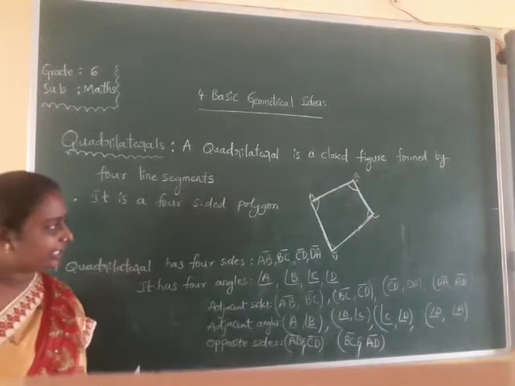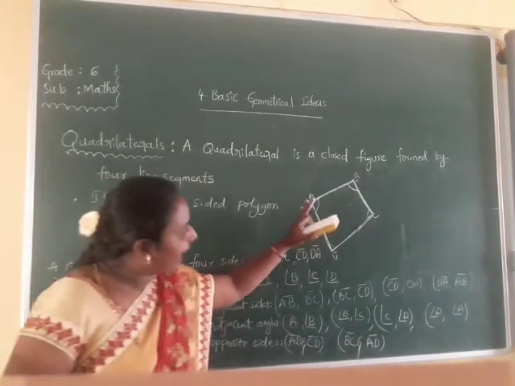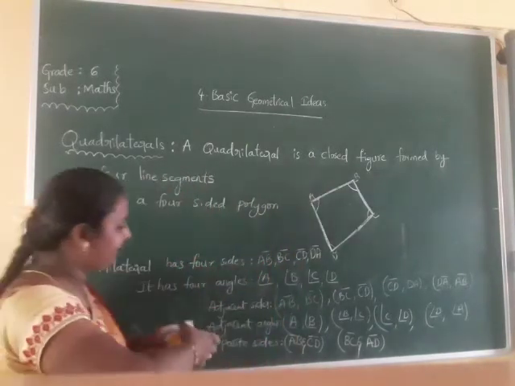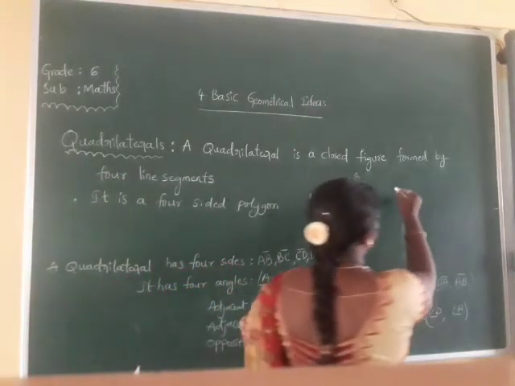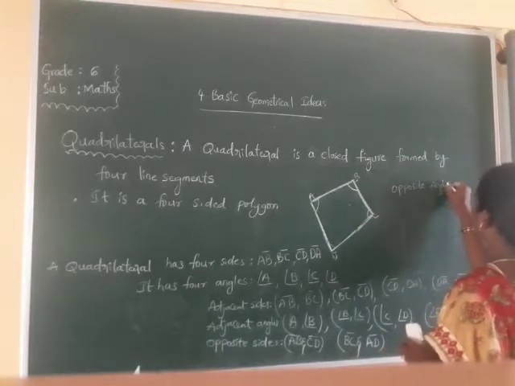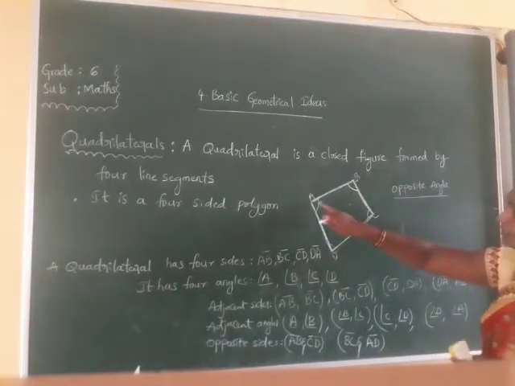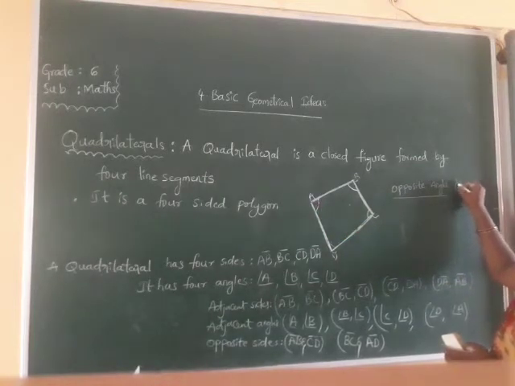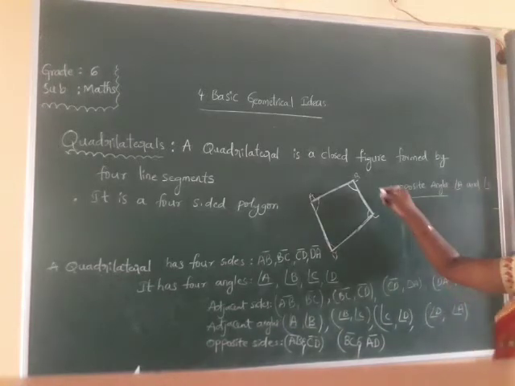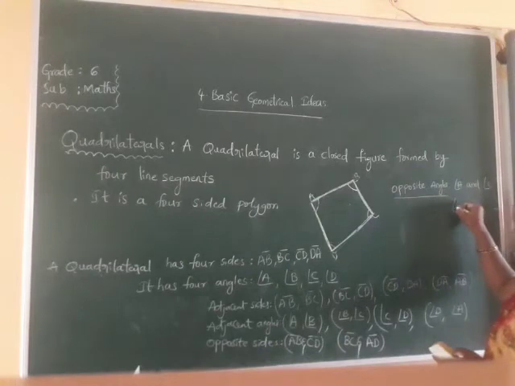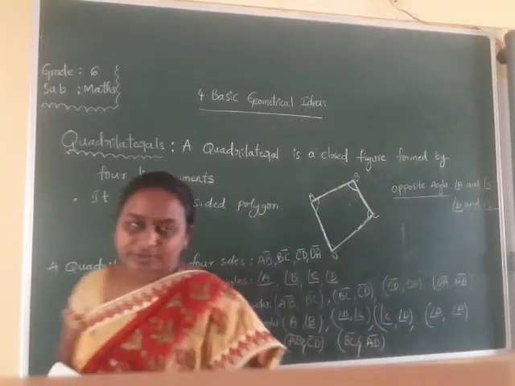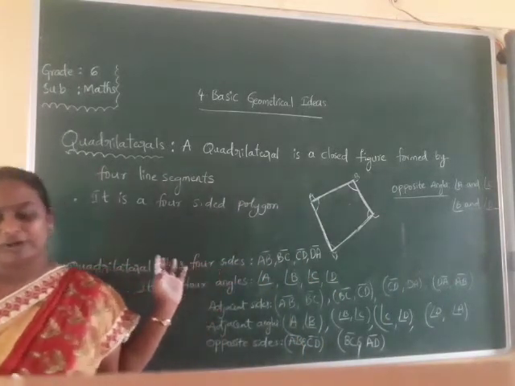And now tell me, what is the opposite angle? Opposite angle for angle A. Now write here opposite angle. Okay, so opposite angles. What is the opposite angle of A? Very good, angle C. What is the opposite angle for B? Angle D. Very good. So this is the total information about quadrilateral.